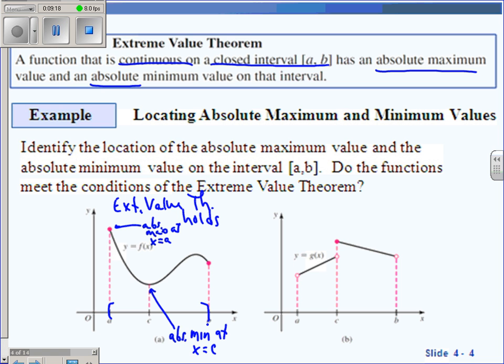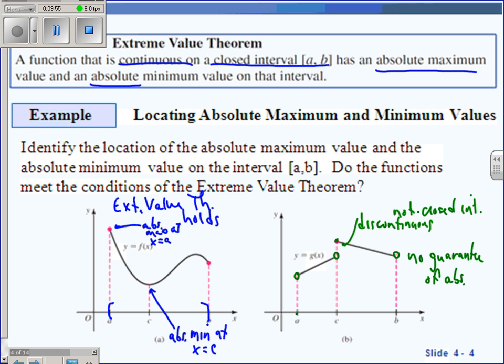Okay, in this next example, we see a function that's not defined on a closed interval, because at the point x equal a, there is no point, and neither is there a point at x equal b. So this is not a closed interval. So f is not defined on a closed interval, and it's also not continuous. So we've got this little jump here in the middle. So there's a discontinuity there, so it's discontinuous, and it's not a closed interval. So there's no guarantee of absolute maximum or minimum.